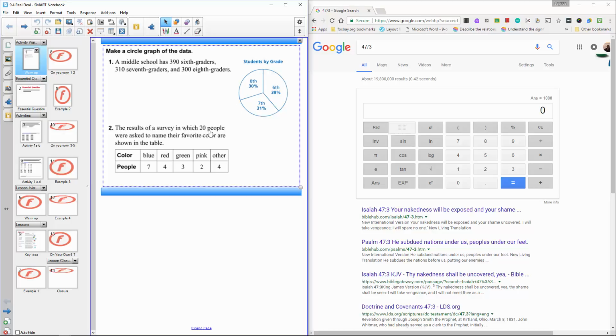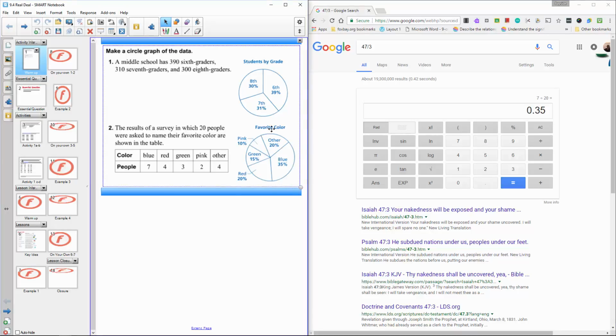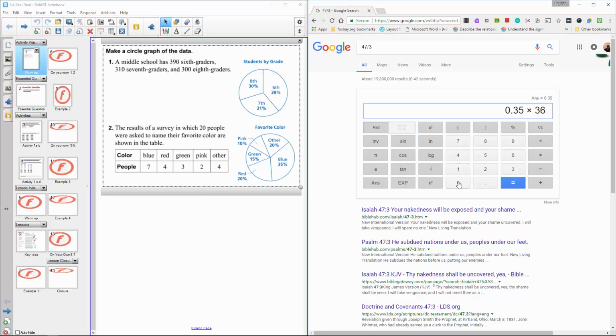For this one, there's 20 kids surveyed, and here are the various colors. So 7 divided by 20 equals 35%, and I keep on doing that. I make my little table here, and here's what I'd get for it. Now, if you want to figure out how big these sections are, you take 0.35 times 360, and it's 126 degrees. So this would be a 126-degree angle.